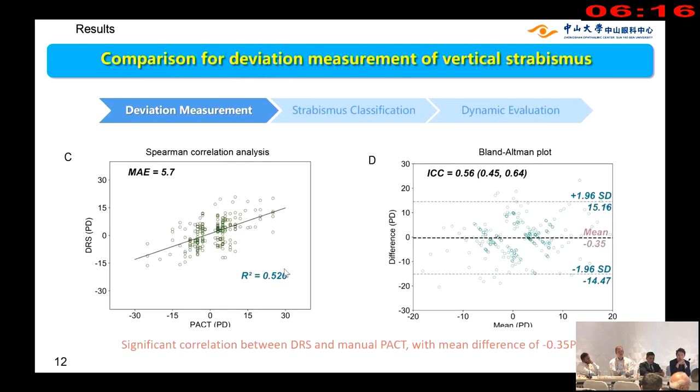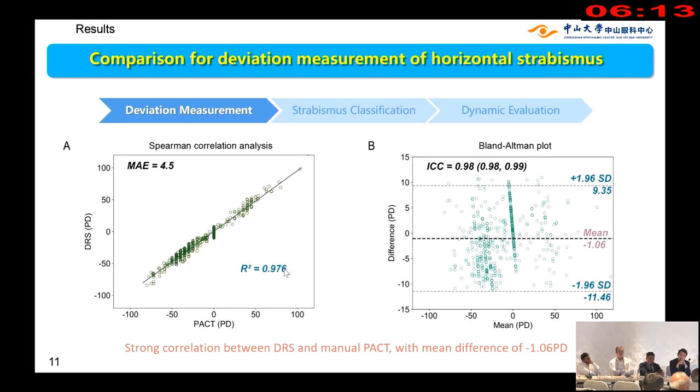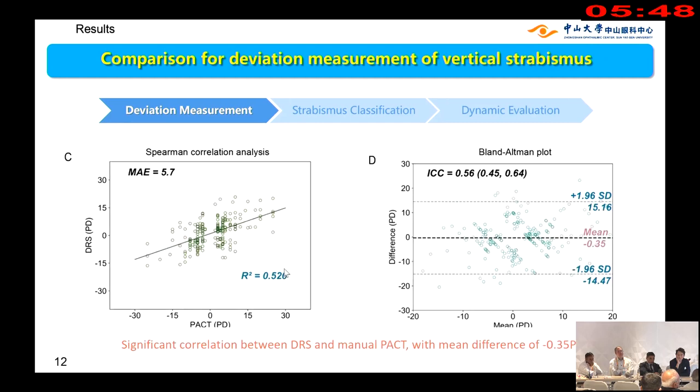First, we compare the diagnostic performance between DRS and the manual one for deviation measurement of horizontal strabismus. There is a strong correlation between DRS and manual PACT for deviation measurement of horizontal strabismus, with the mean difference of 1.06 PD. For vertical strabismus, there is also a significant correlation between DRS and PACT, with the mean difference of 0.35 PD.